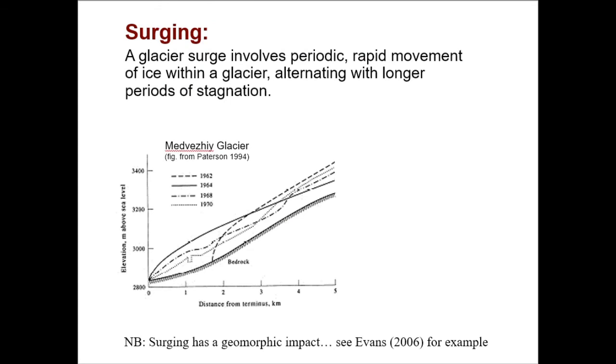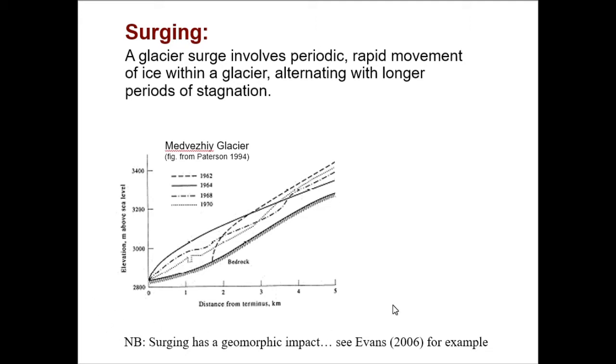The other topic I want you to think about, or at least to be aware of at this stage, is glacier surging. A glacier surge involves periodic rapid movement of ice within a glacier, alternating with longer periods of stagnation. Bear in mind, it isn't necessarily that the whole of the glacier moves all at once. What we're talking about typically is a kinematic wave moving through the glacier. In other words, a portion of the glacier which is moving faster than the ice around it, but the position of that fast moving portion itself migrates down glacier over the course of the surge.